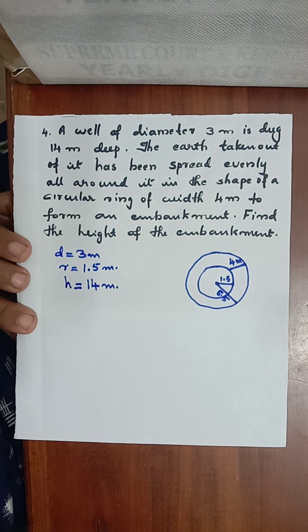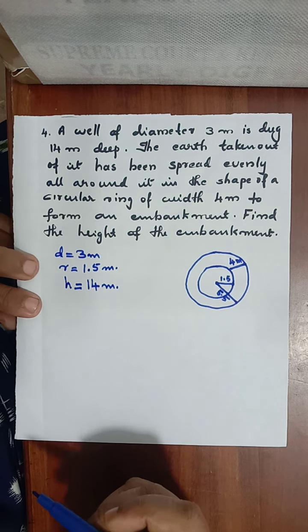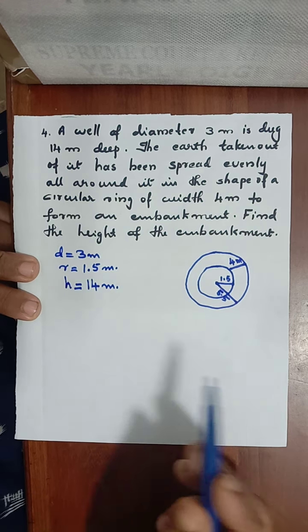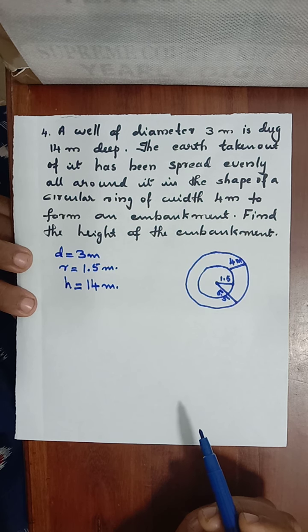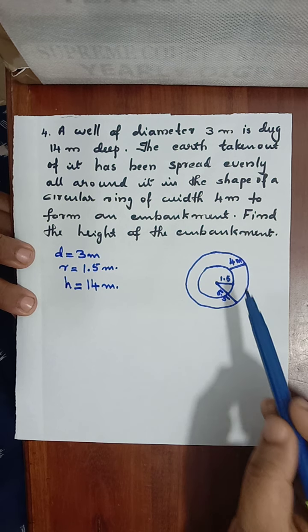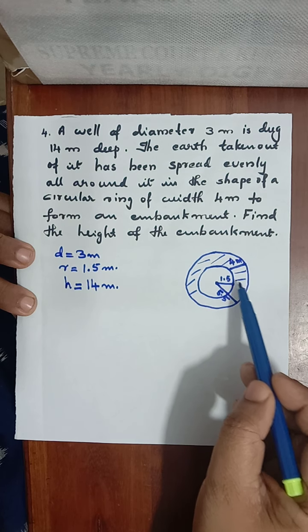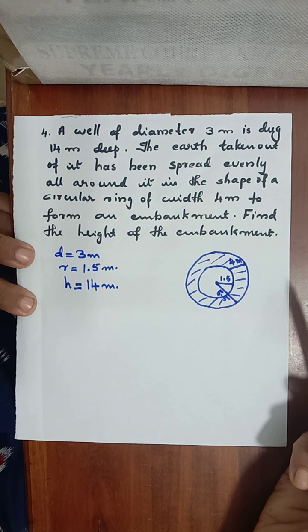The well is in the shape of a cylinder, everybody knows. Earth taken out of it has been spread evenly all around it. Around the well it is put, so it comes in the circular form itself, not a cuboid, not a platform. Spread evenly all around it in the shape of a circular ring of width 4 meter. The circular ring is shown like this. Here you can see the circular ring, so its width is given as 4 meter.